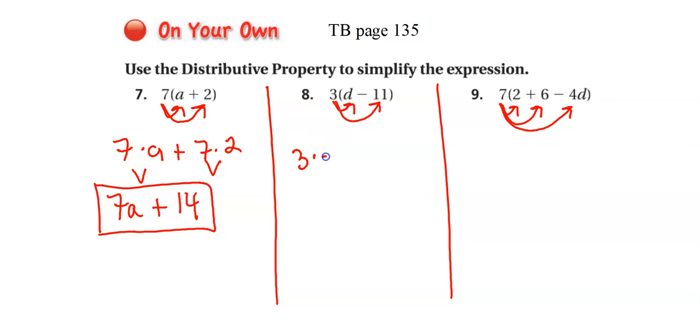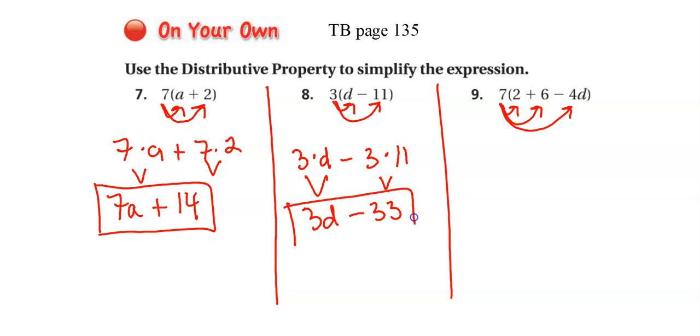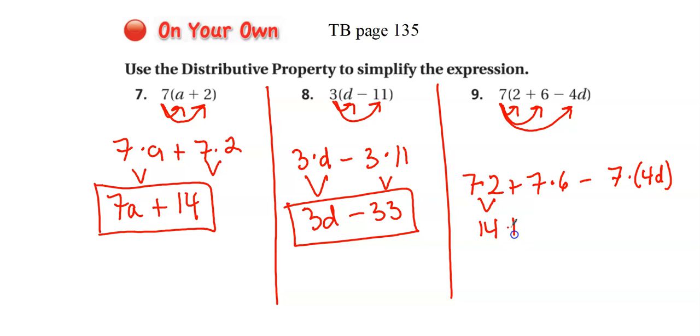Number 8 becomes 3 times d minus 3 times 11. When I multiply 3 times d, it's just 3d. And when I multiply 3 times 11, it's 33. And now the last one just has 3 parts. 7 times 2 plus 7 times 6 minus 7 times, I'm going to put this in parentheses, 4d. When I do the 7 times 2, I get 14. When I do the 7 times 6, I get 42.